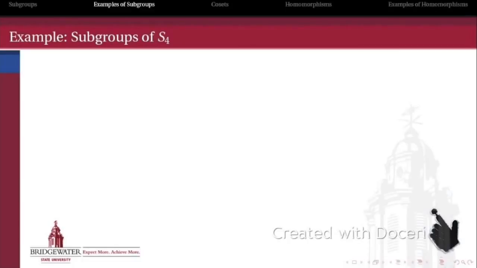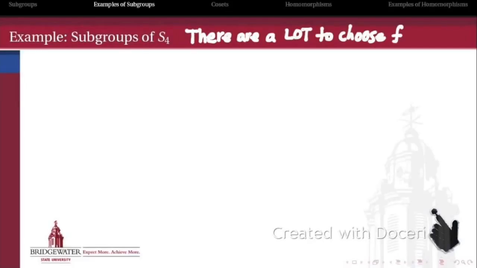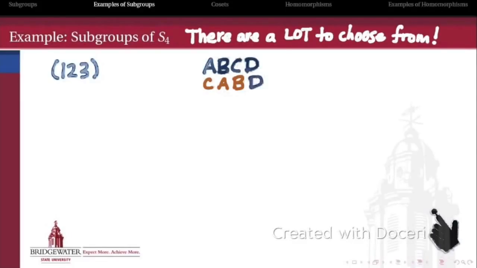Let's take a look at another more interesting example drawn from a group that's not abelian. Again, this is the symmetric group on 4 symbols. And because symmetric groups are so interesting, it turns out there's going to be a lot of different subgroups that we could choose from. So let's just pick a single example of an element in S4, say (1 2 3), the 3-cycle that turns ABCD into CABD, and let's look at the cyclic subgroup generated by that element.